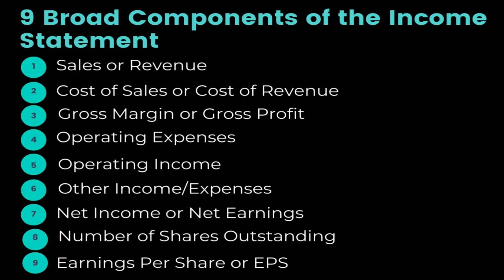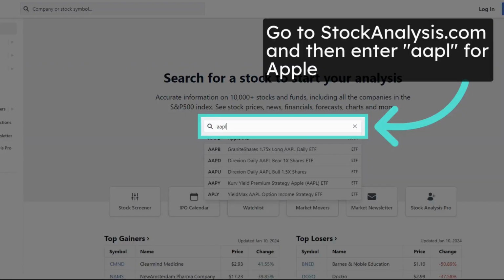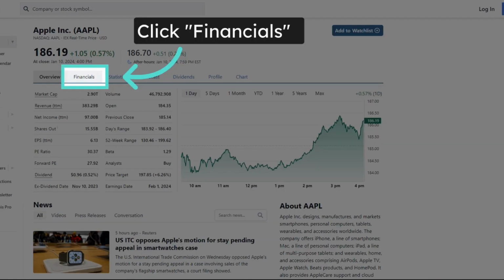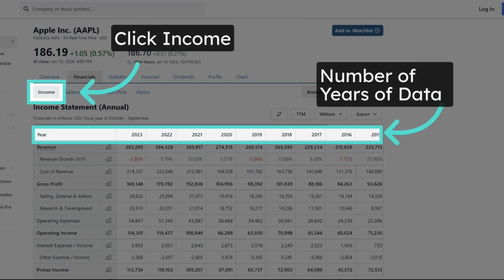I will use the income statement for Apple from the stockanalysis.com financial portal to walk you through these components. You can also get this information directly from Apple's annual report, but it is more convenient to get the data from stockanalysis.com. After accessing the stockanalysis.com portal, enter Apple's stock symbol, AAPL, in the dialog box. Click Financials on the main menu and then the Income Statement submenu. This submenu shows the income statement for Apple.